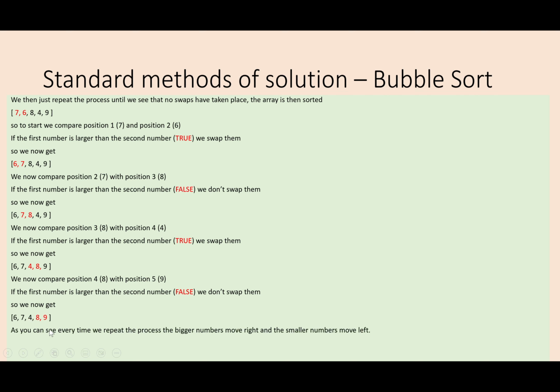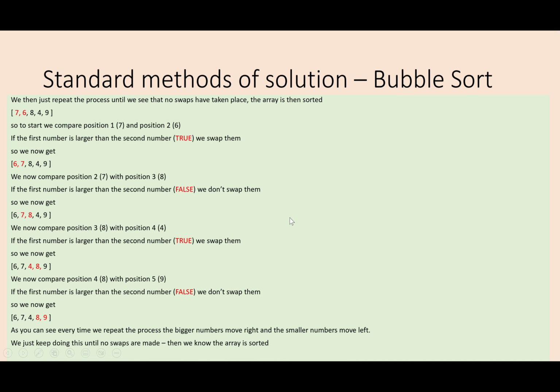So you can see each time we repeat the process, the bigger numbers move to the right, the smaller numbers move to the left. And if we go through this array probably 2 more times, it will be sorted. So we keep on doing that until no swaps are made. When we can record that no swaps are made, we know the array has been sorted. So if you can explain that, that's really good.